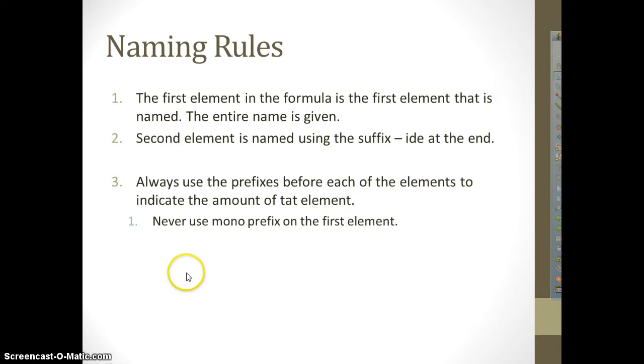Okay, if you've already done that, then here are some of our naming rules. So go ahead and summarize this into your own words and write these rules down. You'll want to know these when we're naming molecule compounds, covalently bonded stuff. So I'll give you a second to do that.